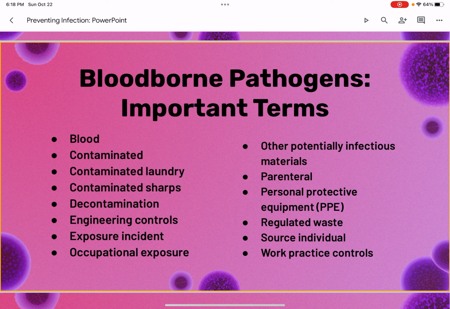The source individual is any person, living or dead, whose blood or other potentially hazardous material may be a source of exposure to staff. Finally, workplace controls are controls that reduce the likelihood of exposure by limiting splatters, splashes, and sprays. Producing droplets is also avoided.